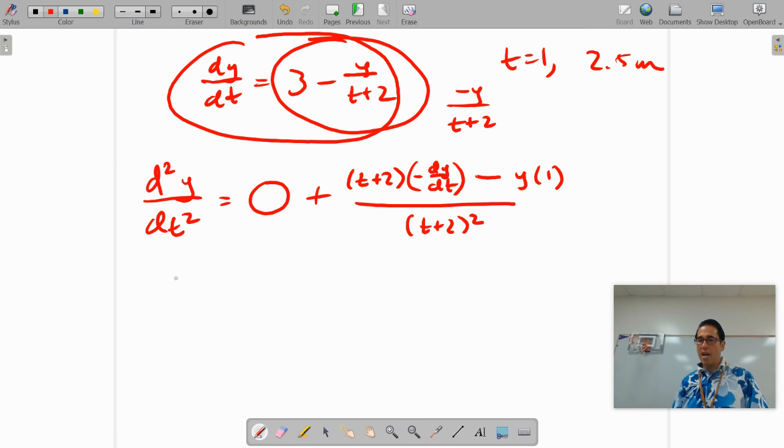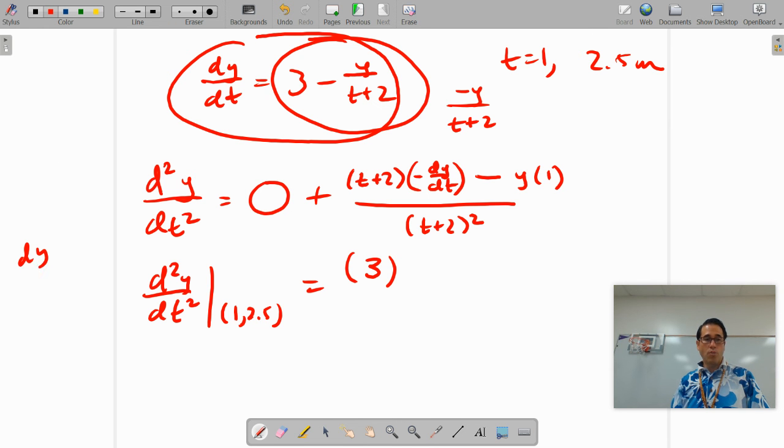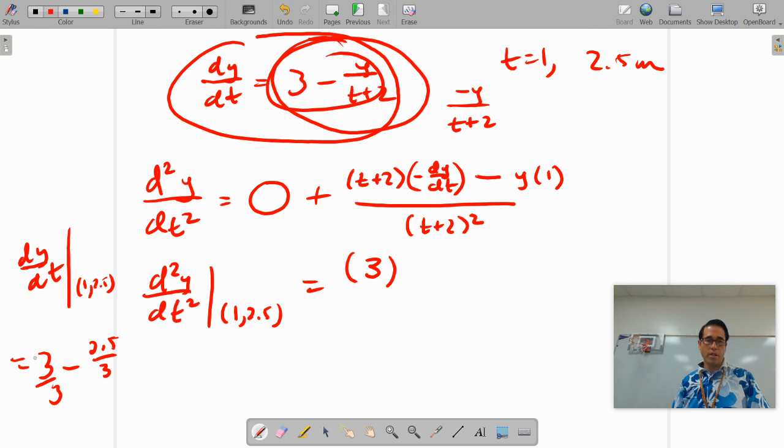And so all I have to do now is find the second derivative at 1 comma 2.5. If I do that, we get 1 plus 2, which is 3. I have to know what dy dt is. Well, I easily can find dy dt by plugging in a 1 and a 2.5 into this guy over here, which would be 3 minus 2.5 over 3, right? Did I do that right, you guys? I plug in a 1, 2.5, so that'd be 3, 9.